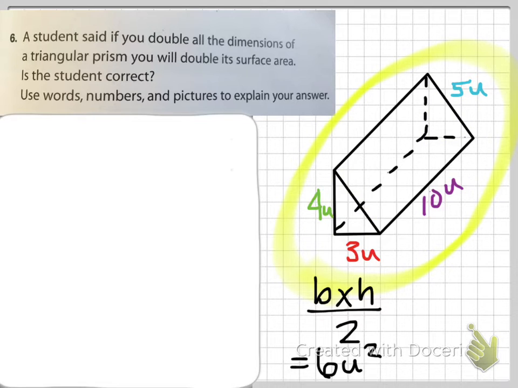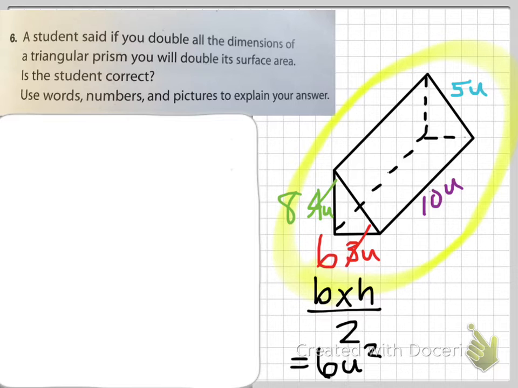If I were to double those dimensions, the question is stating that we should have double the squared units as the surface area. So if I were to turn this 4 into an 8 units, and I was going to turn this 3 into a 6 unit, according to this student, we should have double the units in the answer. So they would say that the area of that triangle is going to be 12 units. Let's test it out and see if that is true.